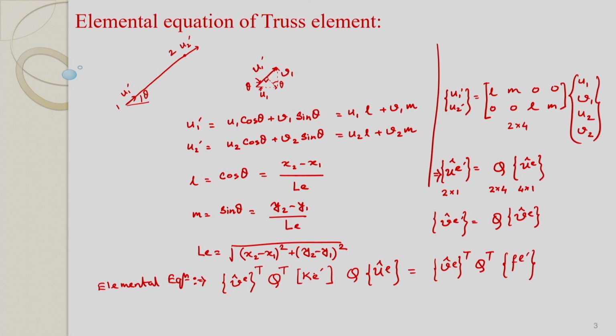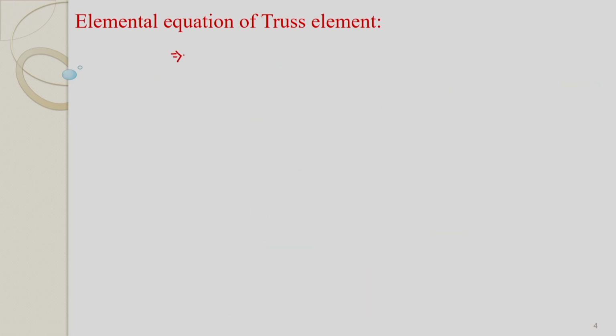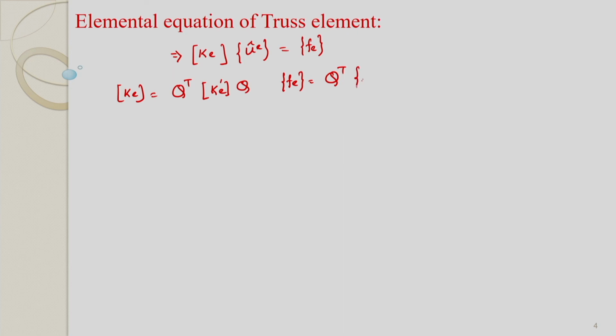Now, we can use the arbitrariness of variation and we can write KE as Q transpose KE prime Q, and FE as Q transpose FE prime.